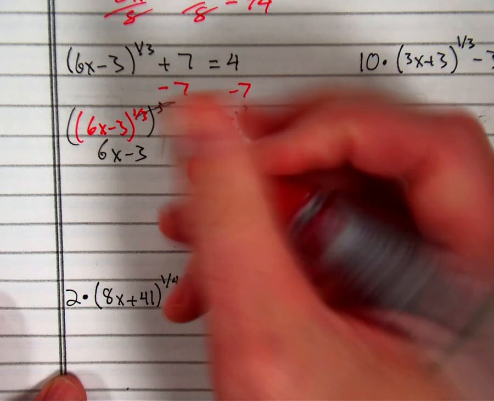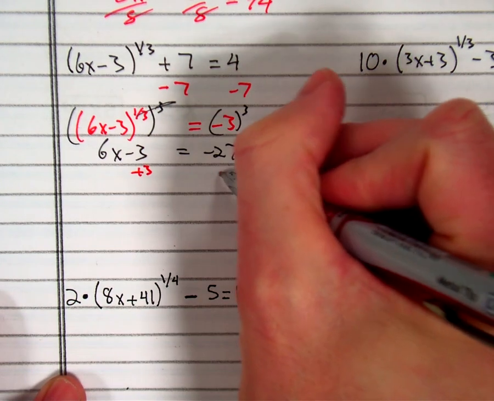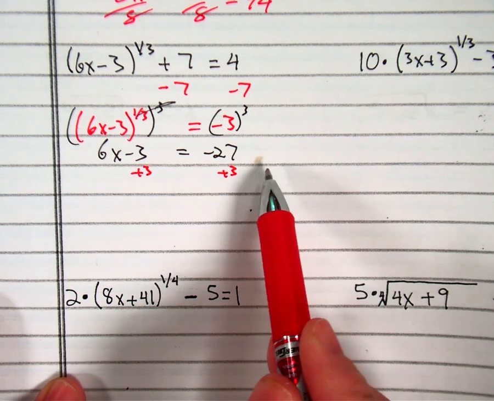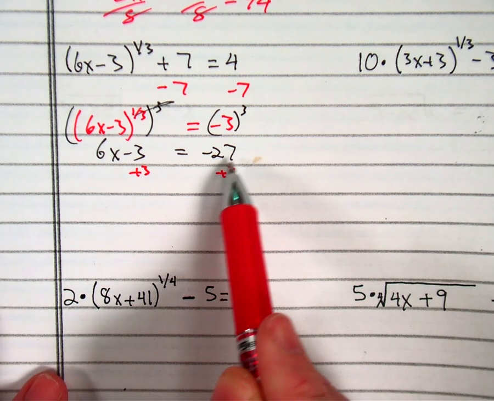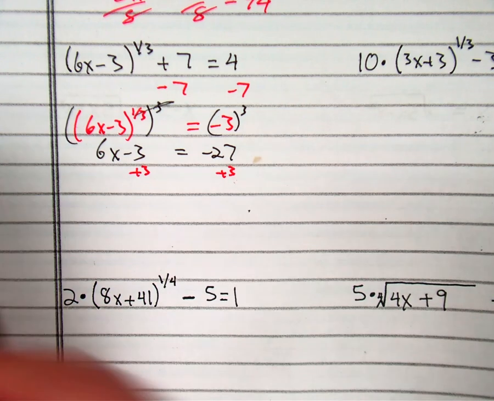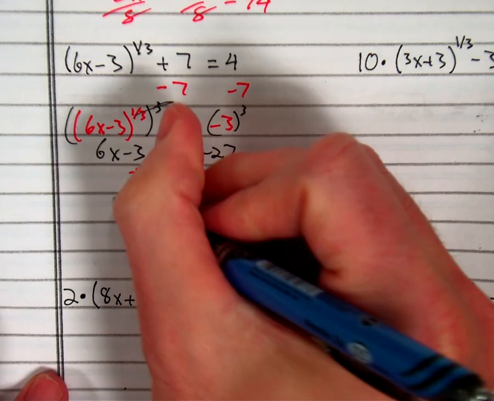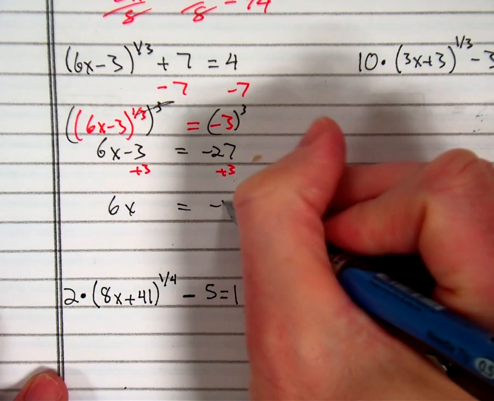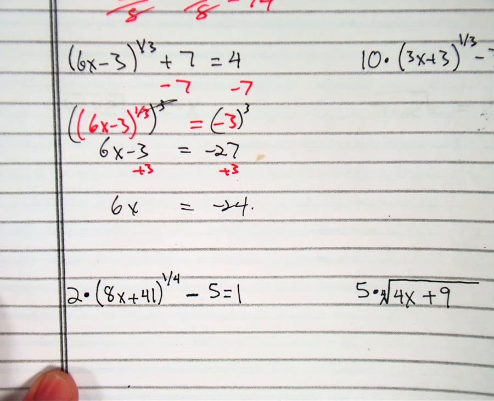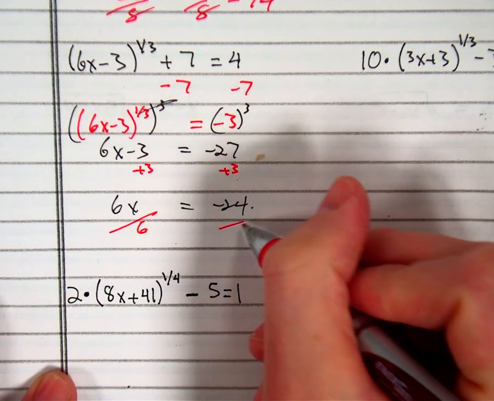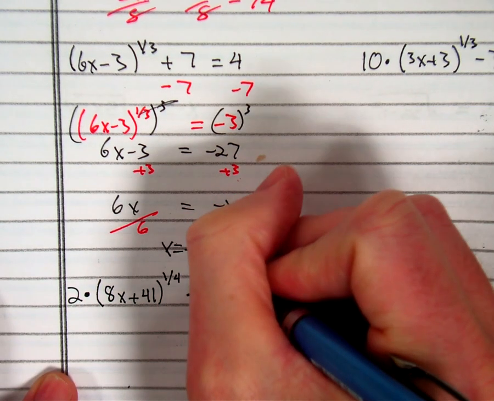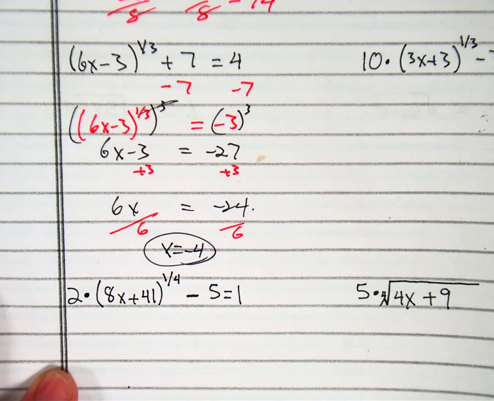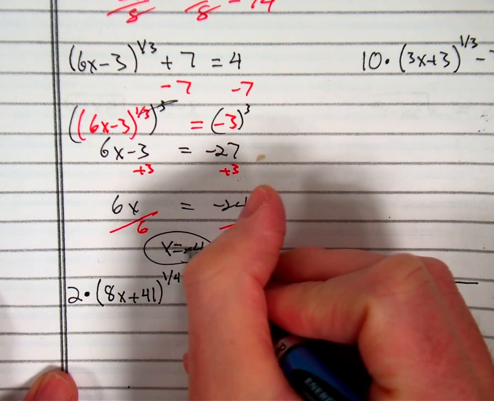Alright, now we're going to add 3. Now this is tricky because my brain wants to go negative 30 and divide by 6 and get negative 5. But negative 27 plus 3, that's going to be negative 24. And now divide by 6, we get negative 4. Can't see that negative. There it is.